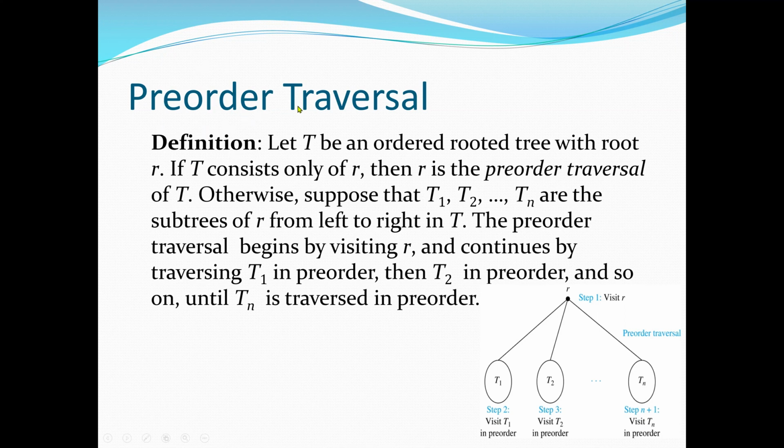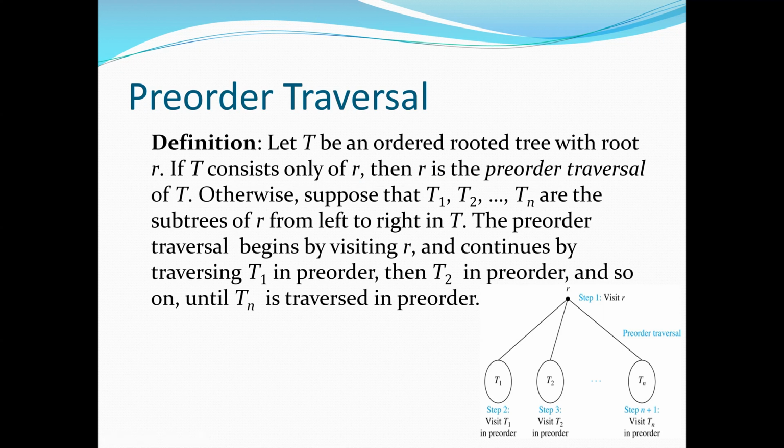So let's go through the definition of the pre-order traversal. Here we say let T be an ordered rooted tree with root R. An ordered rooted tree means the tree has a designated root, and also the vertices or values, or whatever the data is, are in order. If T consists of only a root, which means you have only one vertex, then we just visit the root and we finish. So if T consists only of R, the root node or vertex, then R is the pre-order traversal of T.